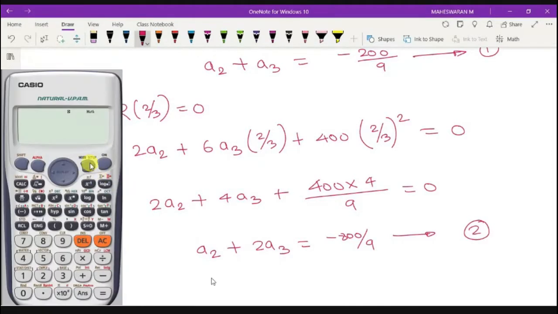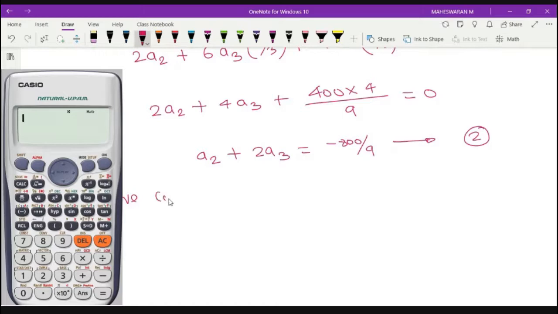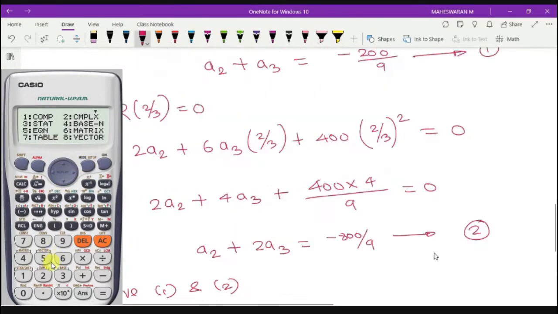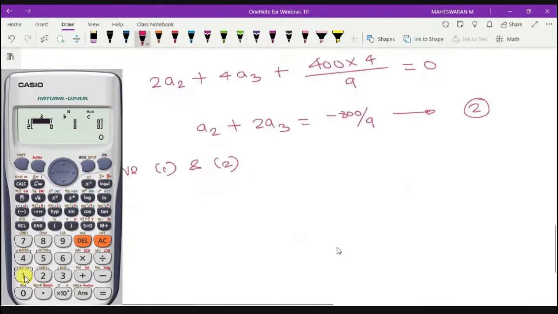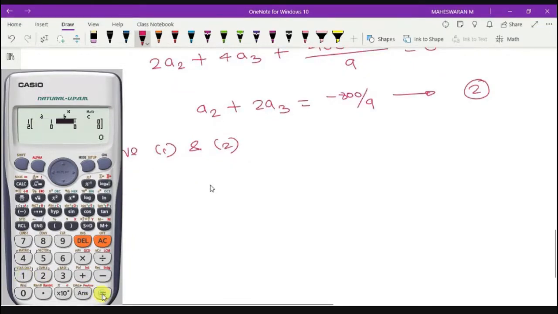So now I have these two equations to solve, 1 and 2. In your calculator, you have that equation mode. You go to that, substitute all these values, and find out what a2 and a3 are. Can you tell me what is a2 and a3? What is my a2 and what is my a3?